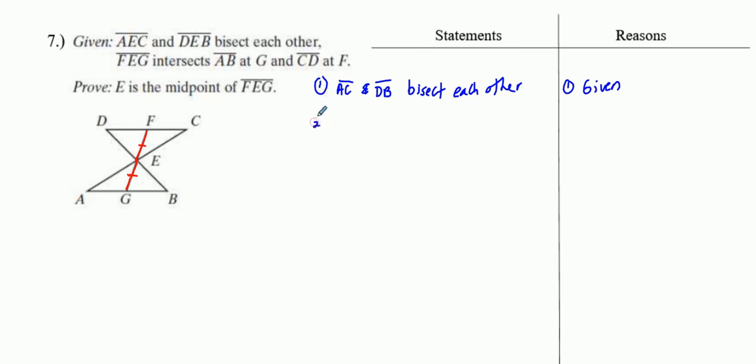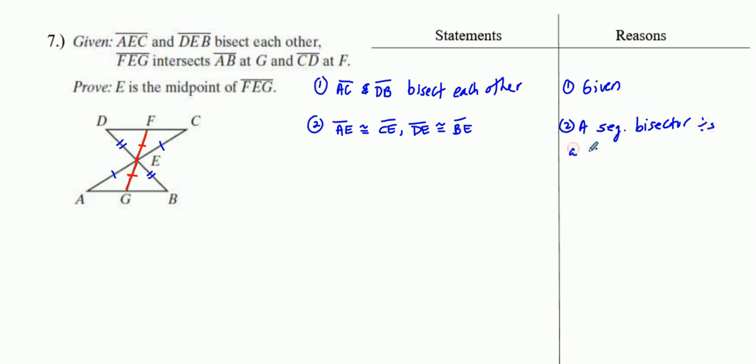But using the first piece of given information, if AC and DB bisect each other, then that allows me to say two things. AE is congruent to EC, and DE is congruent to EB, both because of this key part that they bisect each other. So I'll list that in my second step, that AE and CE are congruent, and then that DE and BE are congruent as well. And the reason is a segment bisector divides a segment into two congruent segments at its midpoint.